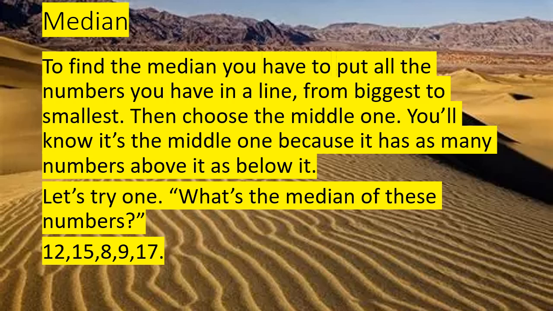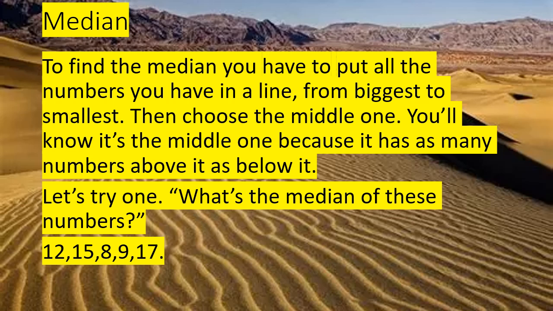Firstly, we're going to look at median. To find the median, you have to put all the numbers you have in a line, from biggest to smallest, and then choose the middle one. You'll know it's the middle one because it has as many numbers above it as below it. So let's try one. What's the median of these numbers? 12, 15, 8, 9, 17.